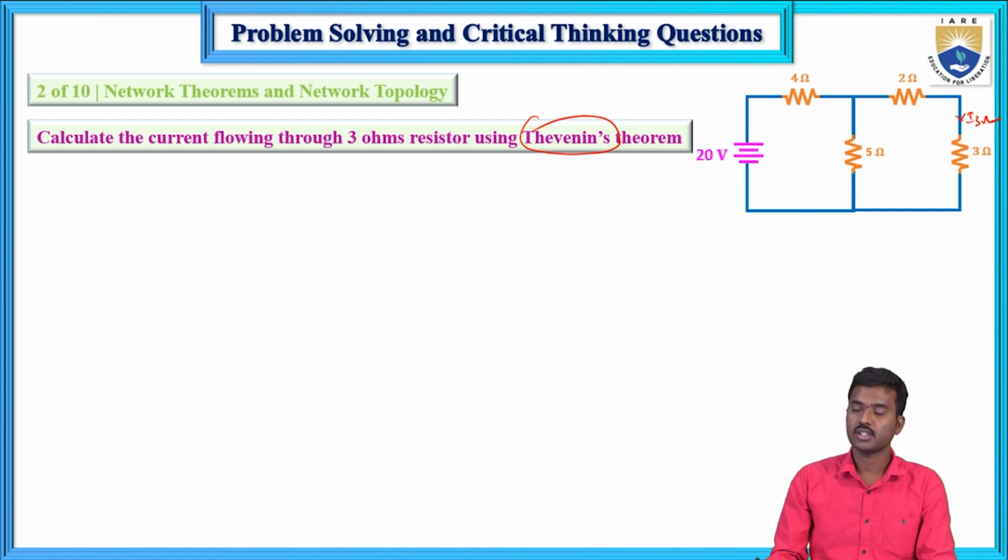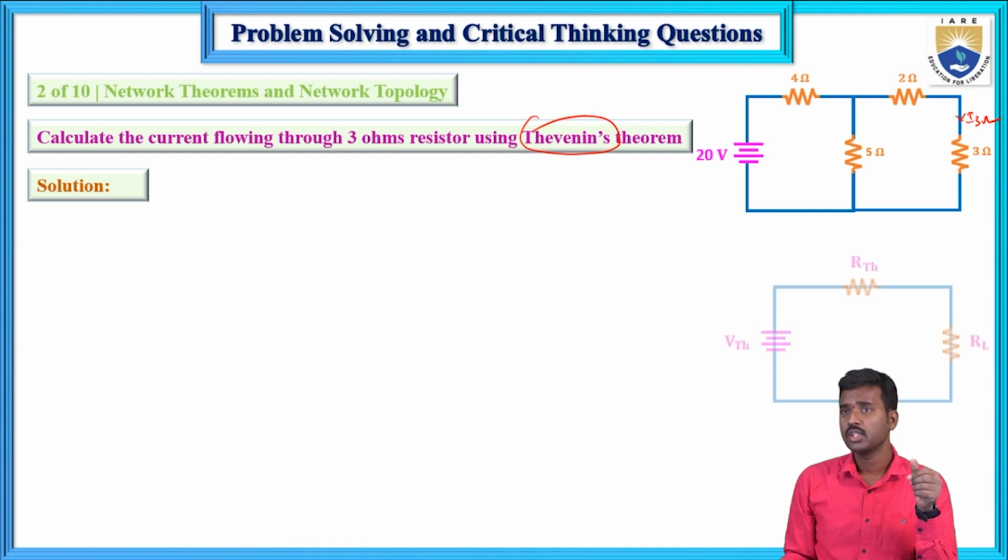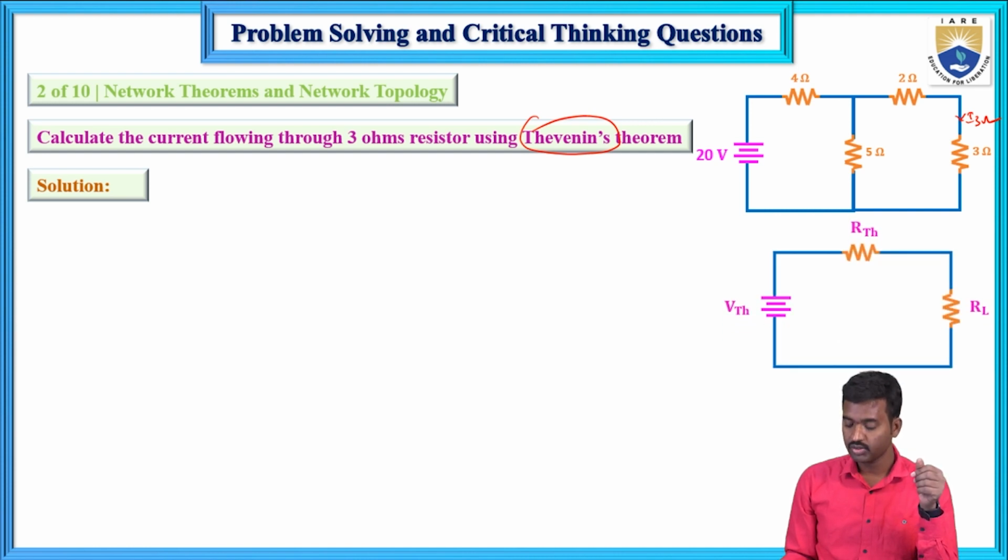Same answer we will get from the mesh analysis, from the nodal analysis, from Norton's theorem, from Thevenin's theorem, and from the reciprocity theorem. Anyway, same answer we will get, but procedures are different, theorems are different. Here is the solution: first convert that circuit into the single equivalent circuit. Norton's equivalent circuit is the current source in parallel with the resistance. Thevenin's equivalent circuit is the voltage source in series with the resistance.